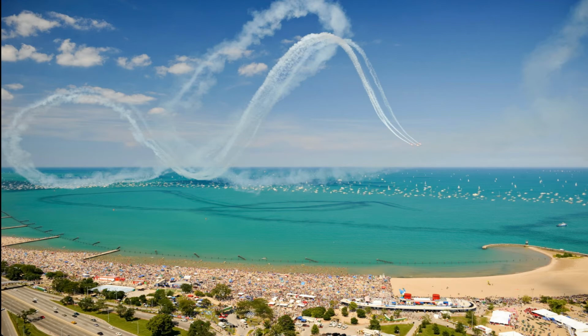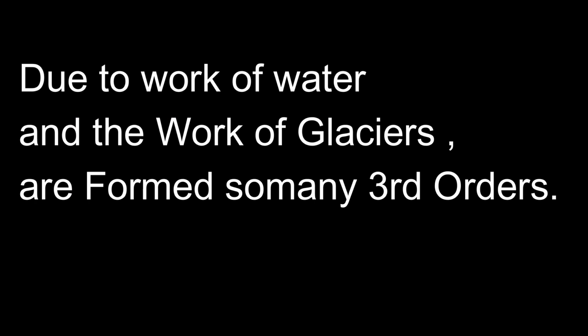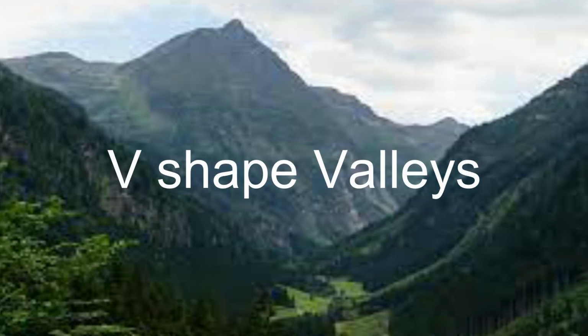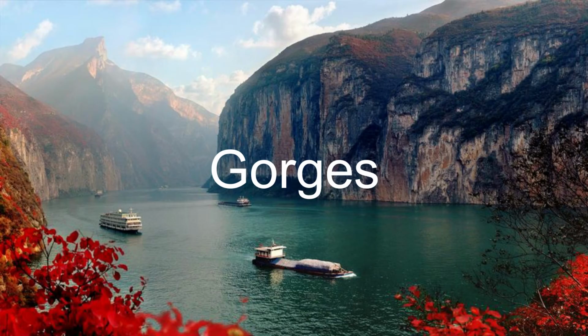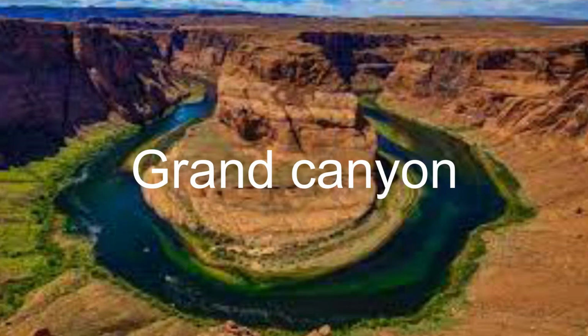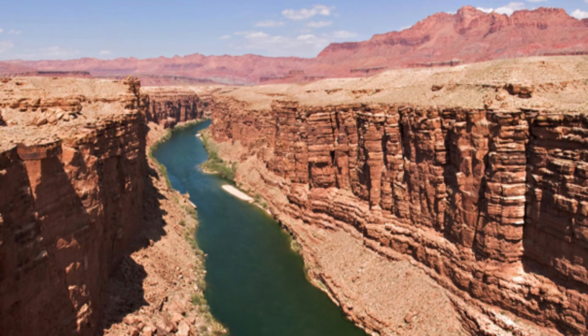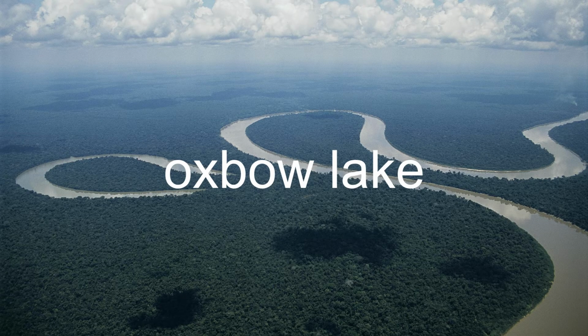Once again, I repeat, work of water and work of glacier. Due to the work of water and the work of glacier, so many third order landforms are formed. V-shaped valleys, gorges, canyons and waterfalls are formed due to the work of water. And floodplains, oxbow lakes and deltas are also formed.